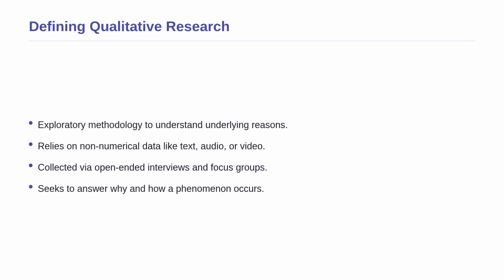Having defined the numerical approach, we must now understand its counterpart. Qualitative research is defined as an exploratory methodology used to understand underlying reasons, opinions, and motivations. Instead of numbers, it relies heavily on non-numerical data. This includes text, audio, or video collected through methods like open-ended interviews and focus groups. While quantitative research counts things, qualitative research seeks to answer why and how a certain phenomenon occurs, giving us the rich human context behind the raw data.